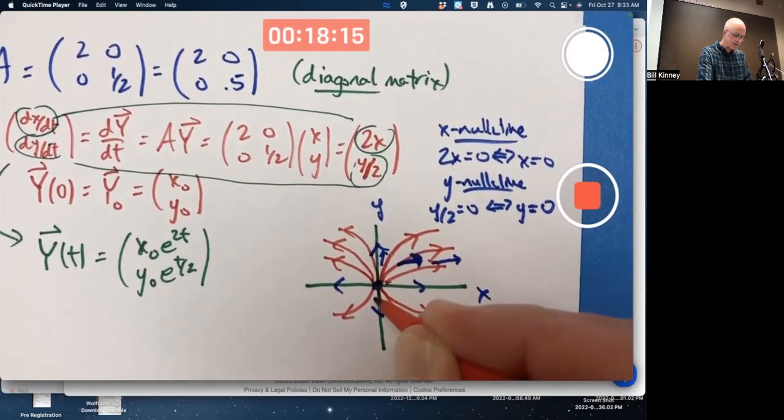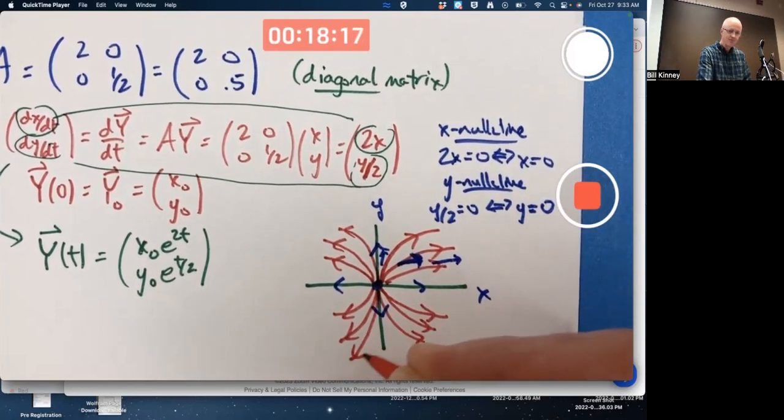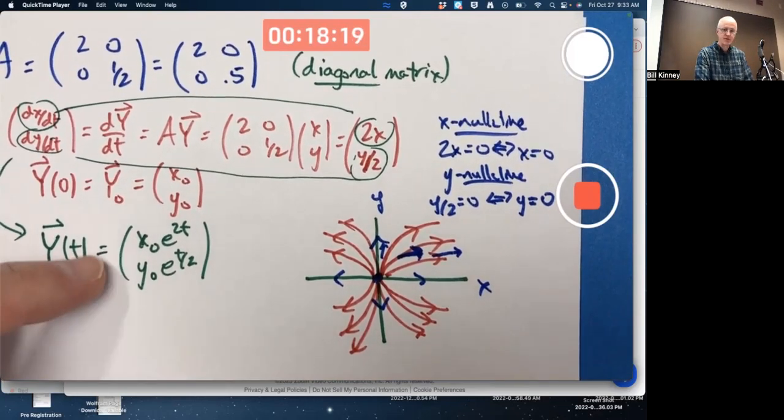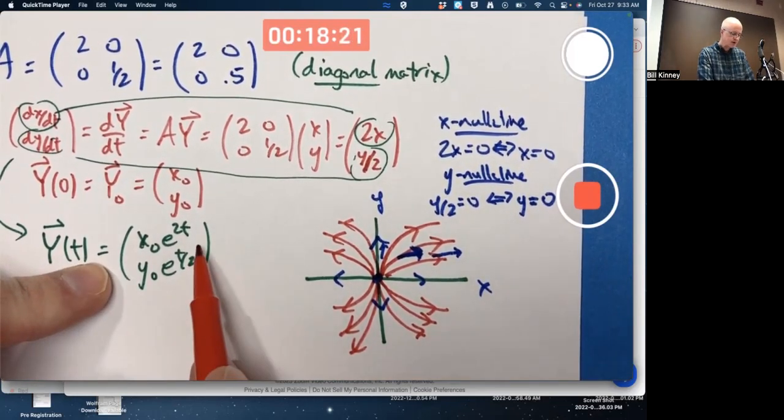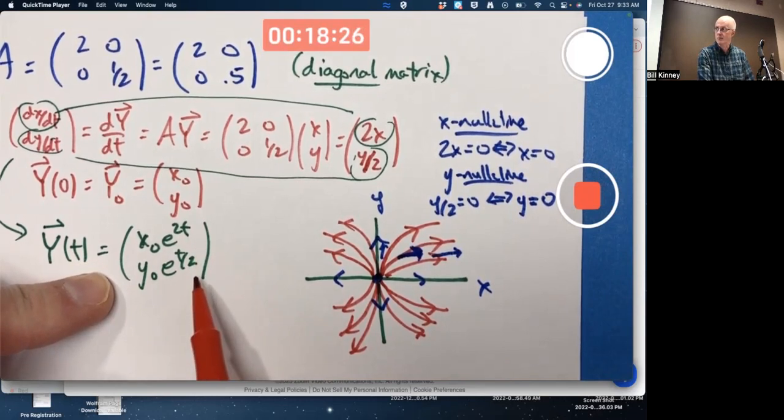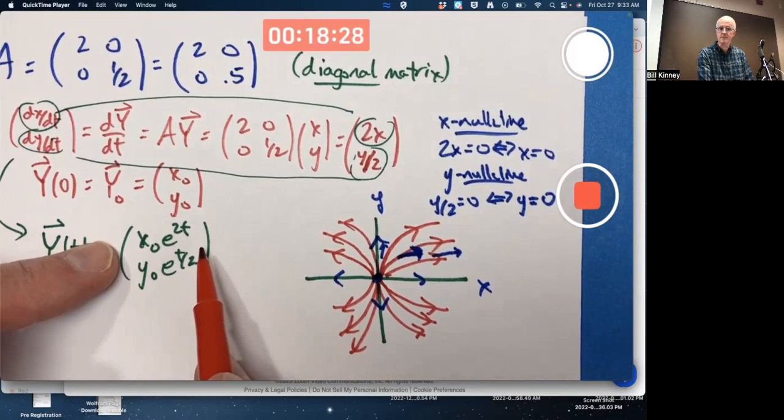Another reason why this should make some intuitive sense is because as t goes to infinity, the first component, e to the 2t, is going to grow a lot faster than the second component, e to the t over 2, because the coefficient of t is bigger.